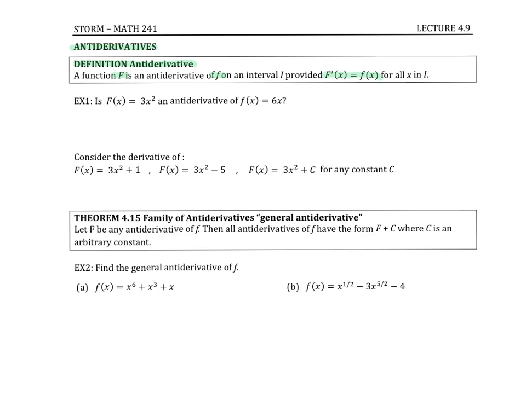For example, if I have this function, uppercase F, equal to 3x squared, and I want to know if this is an antiderivative of the function 6x, all I have to do is take the derivative of the function 3x squared, which would be 6x. Is that equal to f of x equal to 6x? Yes. So yes, it is the antiderivative.